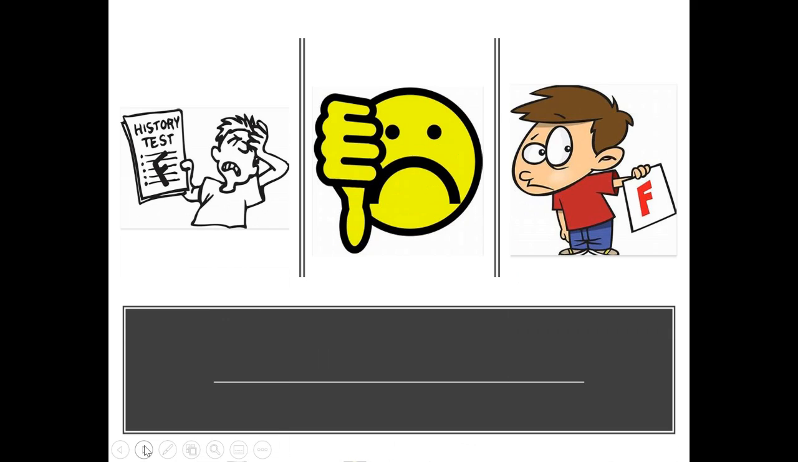Next group of pictures, what do you notice or see? I notice or I see. Well, in the first picture, I notice a boy has a history test and it said F for failed. In the second picture, I notice that someone is putting their thumb down and they're unhappy. And in the third picture, again, a boy has a paper that says F, and I'm assuming that means failed. So how are these pictures the same or similar?